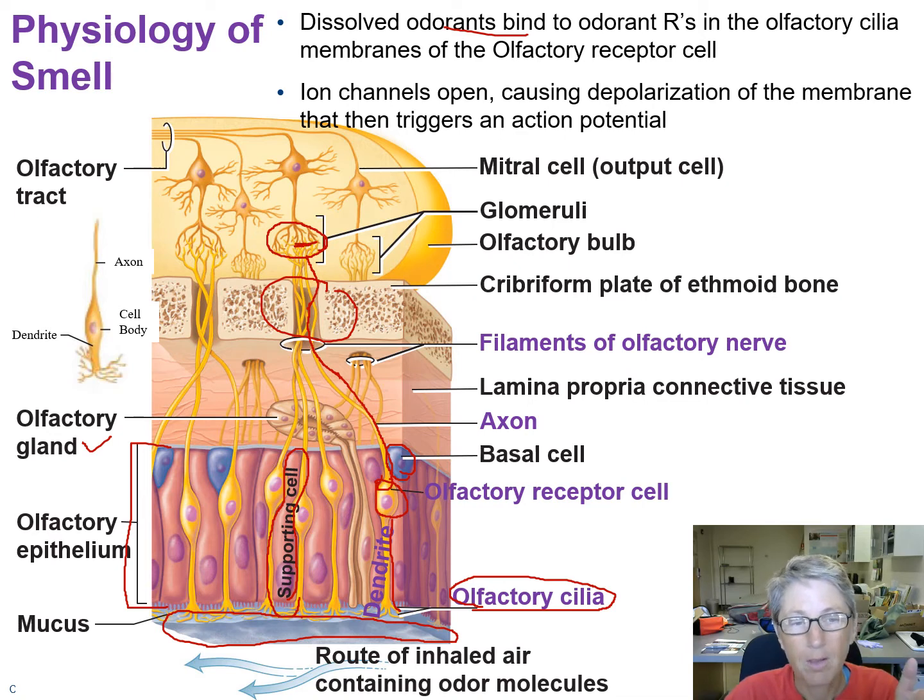to the mitral cell. The mitral cell will depolarize and then eventually send an action potential along the olfactory tract back to the olfactory cortex, and then you go, "Ooh, I smelled something."